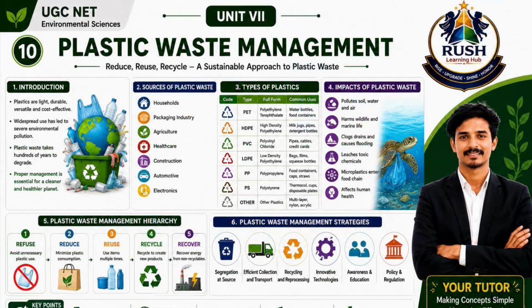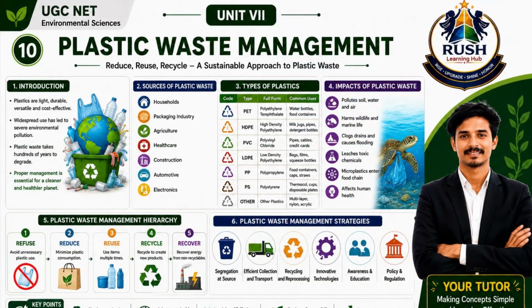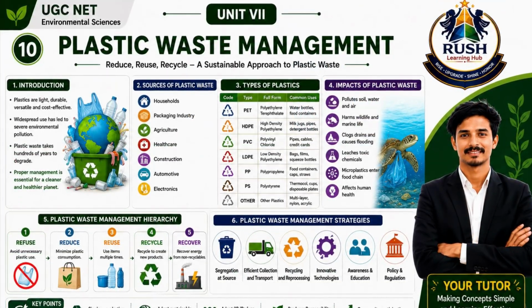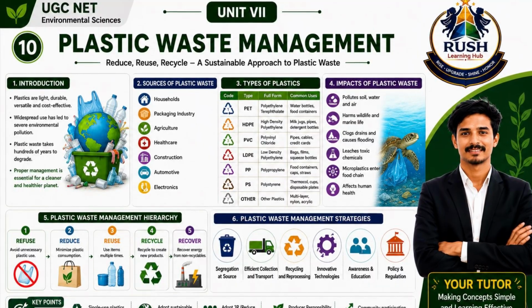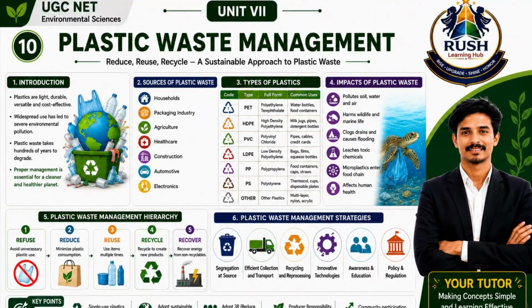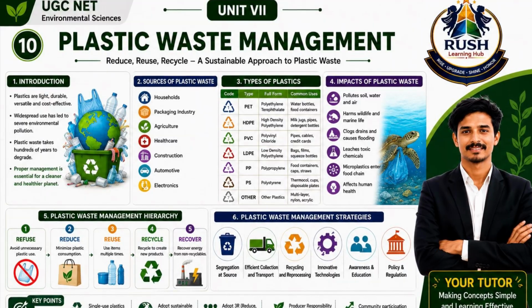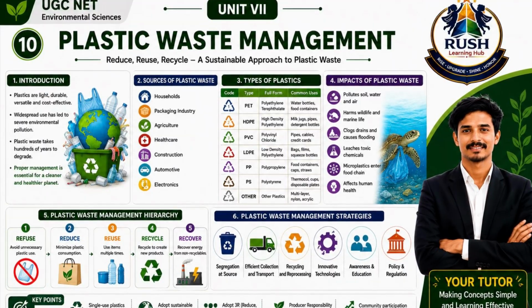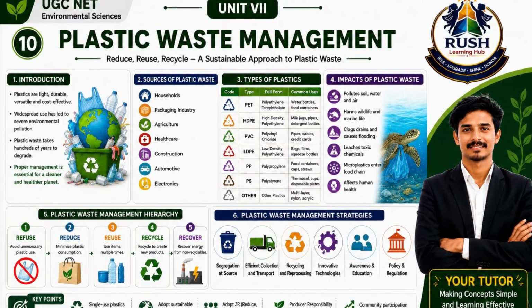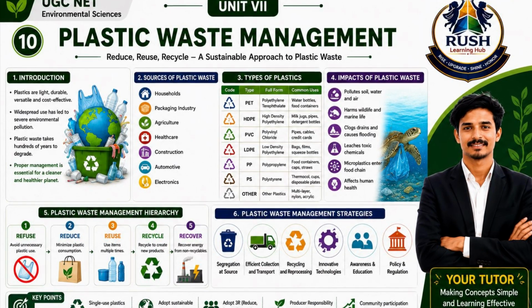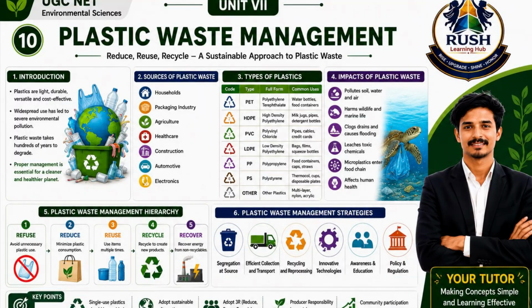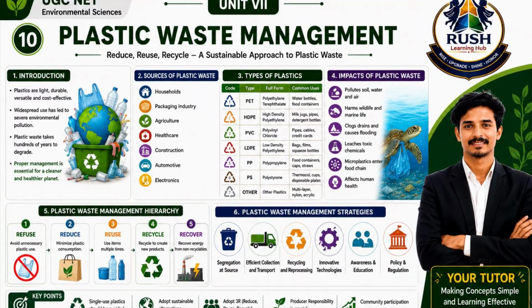Today, microplastics have been detected in oceans, rivers, drinking water, agricultural soils, air, seafood, and even in the human body. Scientists are concerned because microplastics may carry toxic chemicals and enter the food chain, posing potential risks to both ecosystems and human health. Now let us discuss plastic waste management.